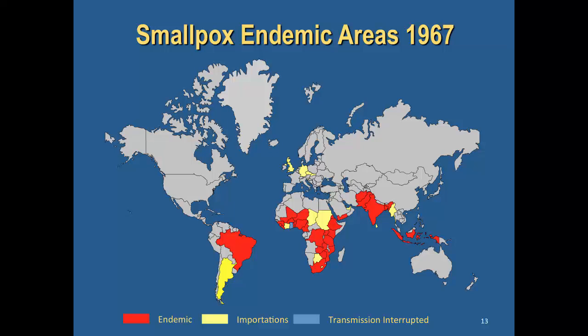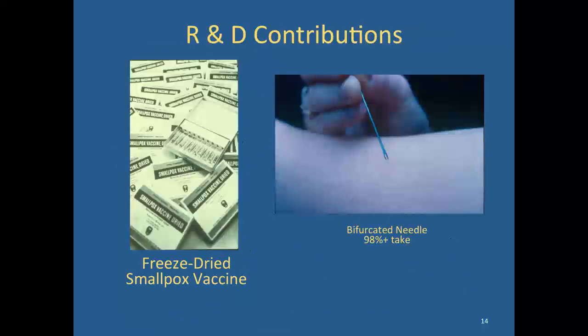So with that in mind, the programs moved forward. In 1967, you can see here that the programs were moving forward fairly well. Most of the Americas was removed from endemicity. You had a couple of imported cases in Argentina, but it was still endemic in Brazil. Africa still had a lot of endemic countries, as well as Southeast Asia. Most of the European countries were also just imported cases.